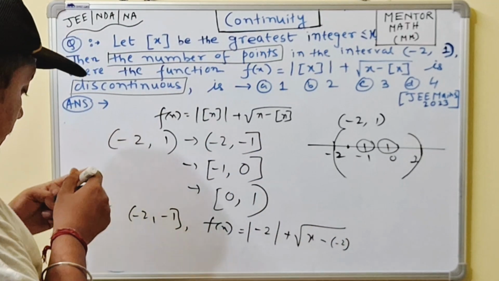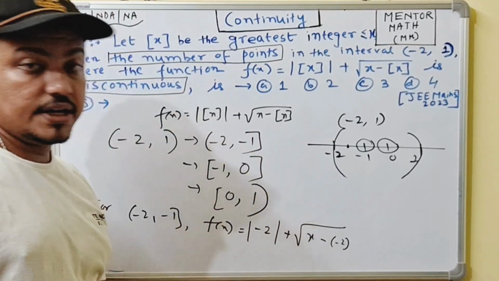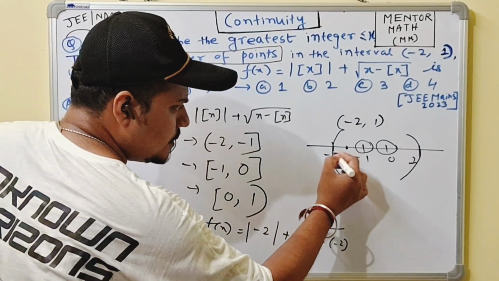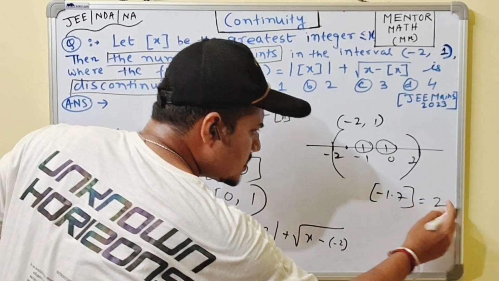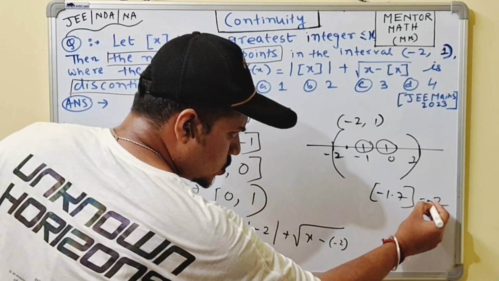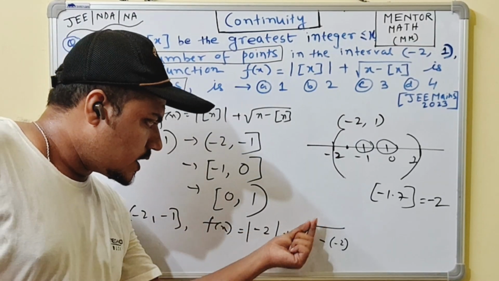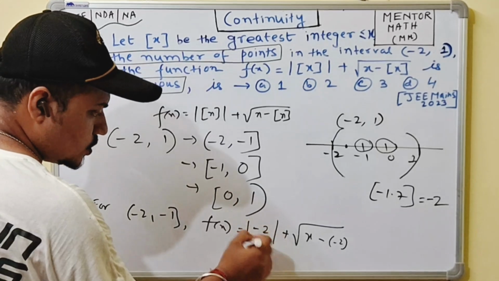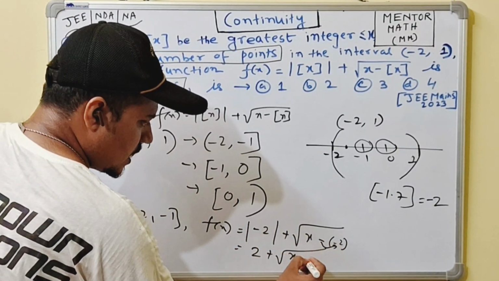And what is your question? From this expression you can think about why we put -2 here. If I take any point in between, let us take -1.7, and take the box function, the greatest integer function, it gives -2. That's why you put -2 here, and √(x - (-2)). Next, |-2| gives the positive value 2, plus √(x - (-2)), that is √(x + 2).